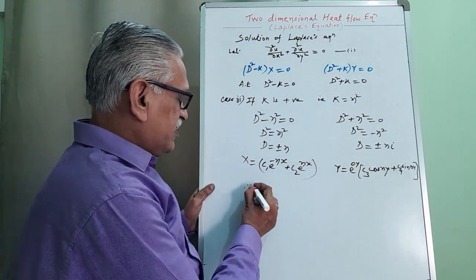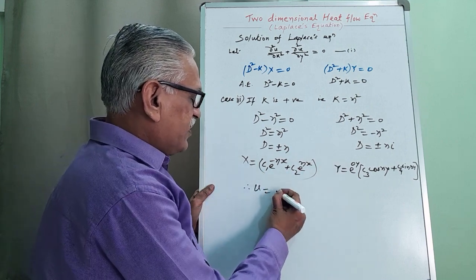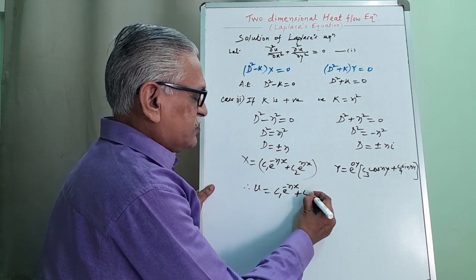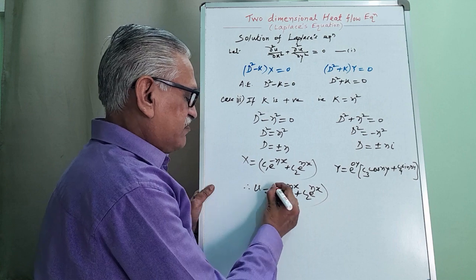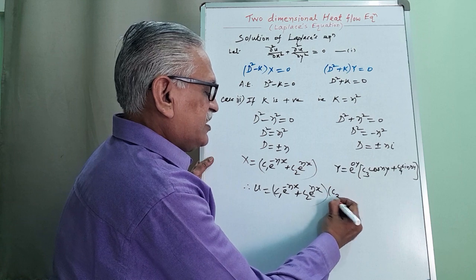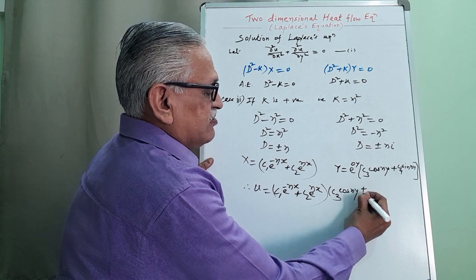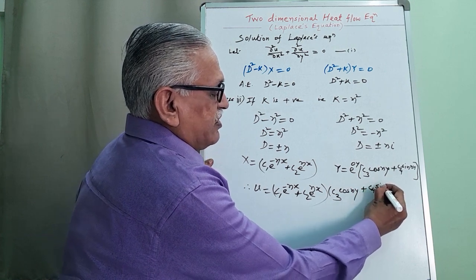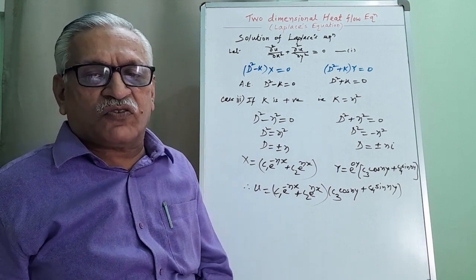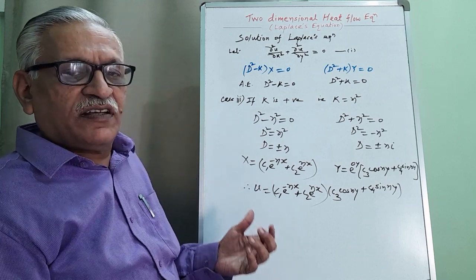And therefore that solution is u equals x into y, capital X into capital Y. Value of x is C1 e raised to minus nx plus C2 e raised to nx, multiplied by this value of y, it is C3 cos ny plus C4 sin of ny. Therefore, this is the third possible solution. Therefore, I will combine these three possible solutions in one place.